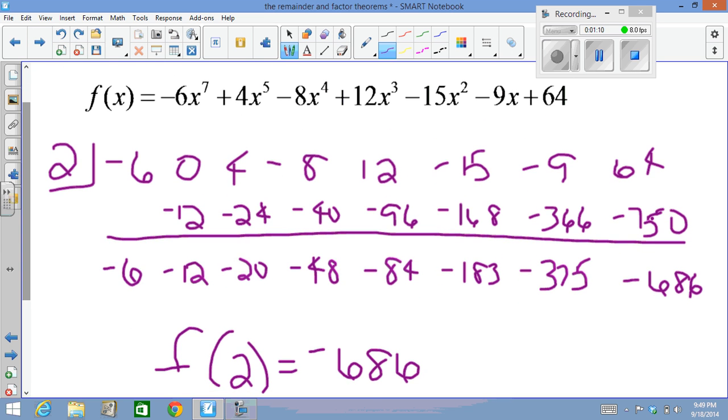But if you do synthetic substitution using the remainder theorem, you will find out that the remainder is going to be negative 686. So that means that if I were to substitute 2 back into my equation, I would get negative 686. So that's a way of figuring out other information when I'm substituting without having to worry about sign errors quite as much. Although, as you can see, it's very easy to make a sign error in the work here. You just need to be really, really careful.